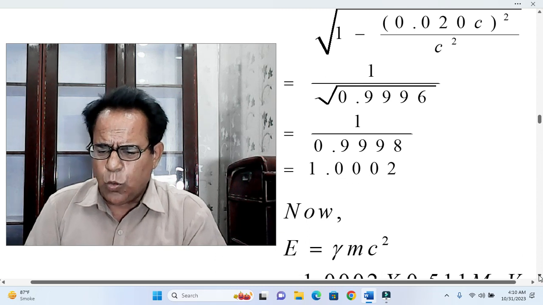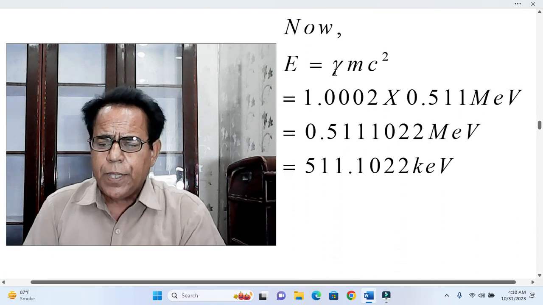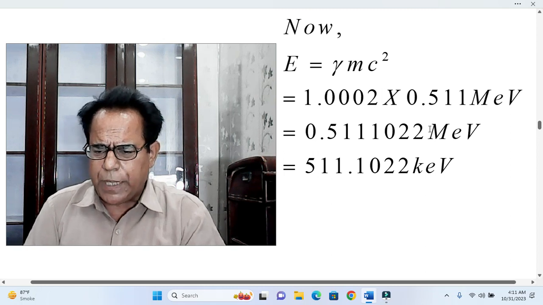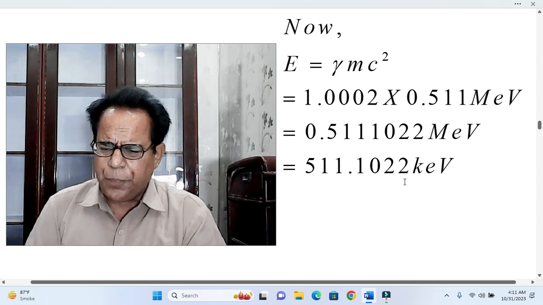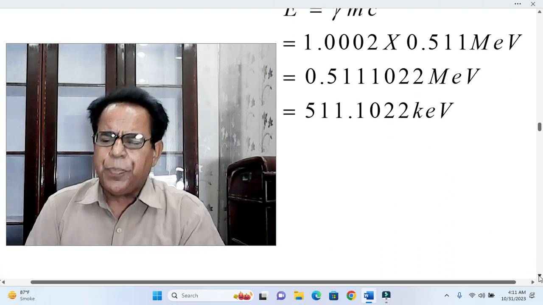1.0002. Now E is equal to Lorentz factor gamma into mc square. We have calculated it in the above step, and this is the mc square. Okay, so after simplification it becomes so many million electron volt or so many kilo electron volt. Both answers are 100% correct. It is not necessary to convert a million electron volt into kilo electron volt. However, we have done so.